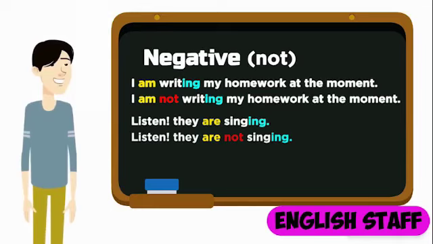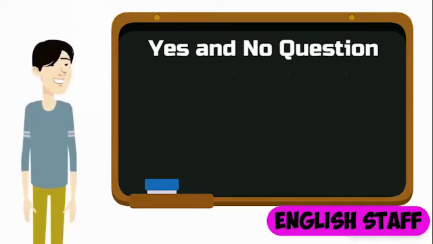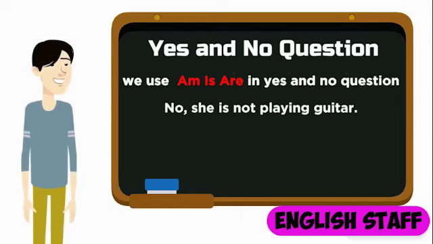Now let's go to the yes and no question. How can we make the yes and no question in present continuous? We use am, is, are in the yes and no question. Let's take an example. We have here an answer. No, she is not playing guitar. This is an answer. So, what is the question? How can we form the question?